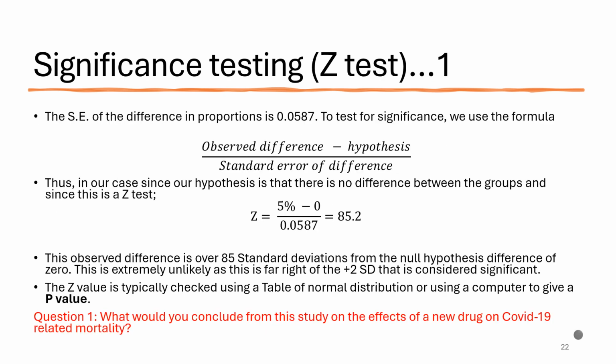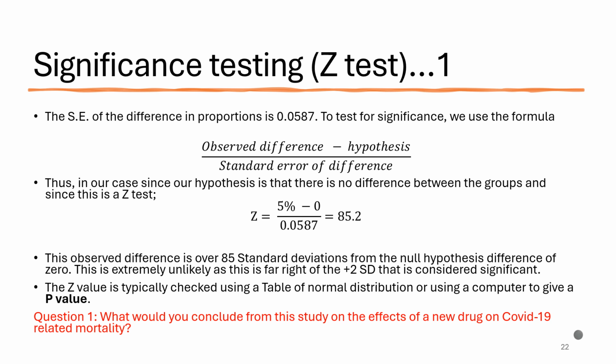So the standard error of the difference in proportions is 0.0587. This is the result of plugging in those numbers, the 100 patients who had a 10% mortality rate and the 50 patients who had a 15% mortality rate. This is the result of plugging those numbers into that scary looking formula in the previous slide, right? So I'm not expecting you to calculate it yourselves. The result is there. Now, to test for the significance, this is what the z-test is all about.